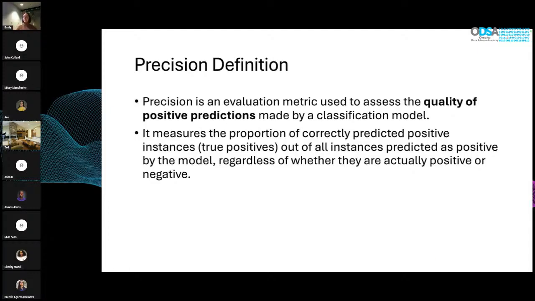Okay. So here's the definition for precision. It's an evaluation metric used to assess the quality of positive predictions for a classification model. And it measures the correctly predicted positive instances, the true positives, relative to all the instances that the model predicted were positive, regardless of whether they were actually positive or negative in the ground truth set.